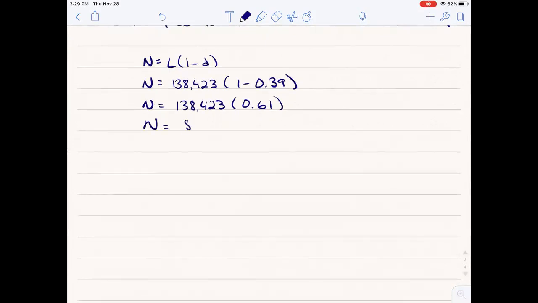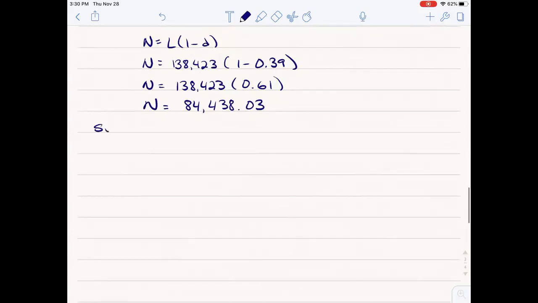The net price is $84,438.03. It's already to 2 decimal places, so that's nice, right? Because we are talking about money, so if it wasn't to 2 decimal places, we would have to round it properly.